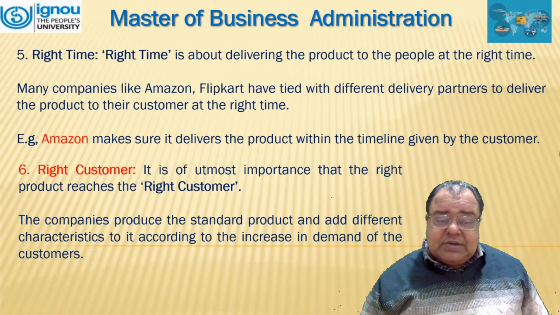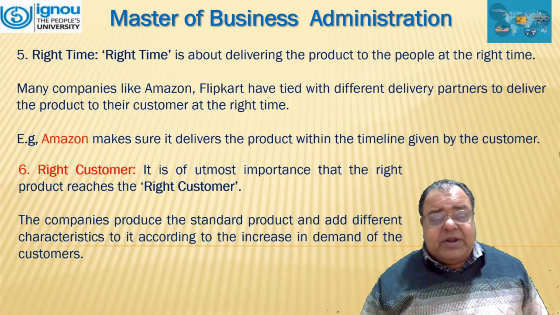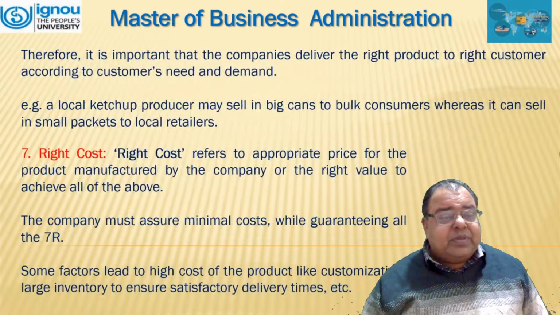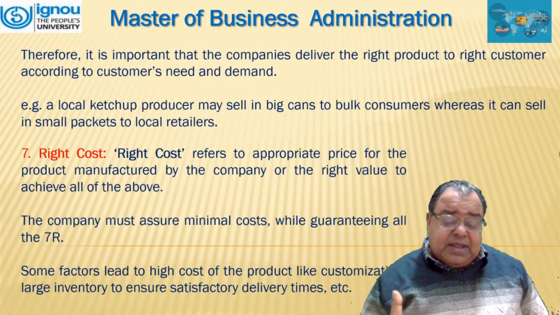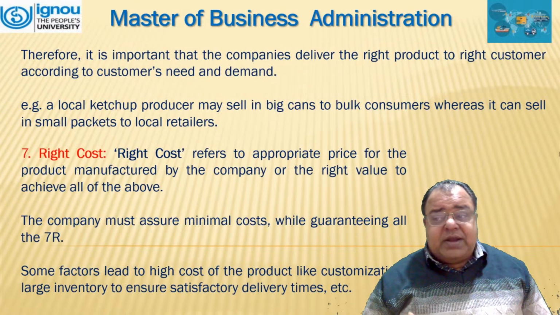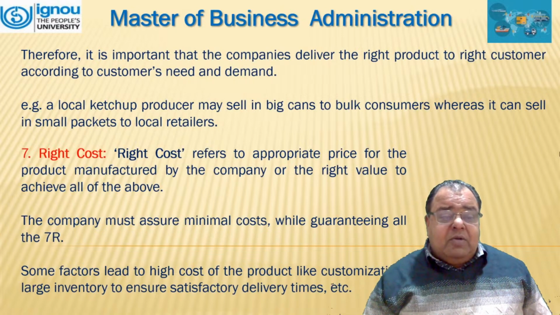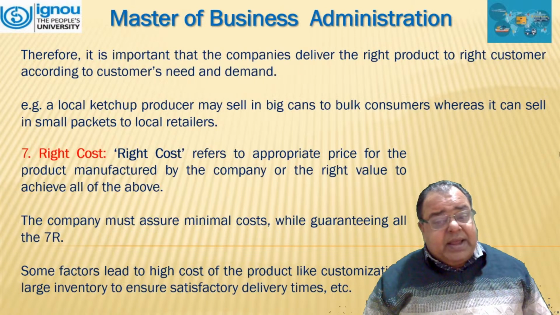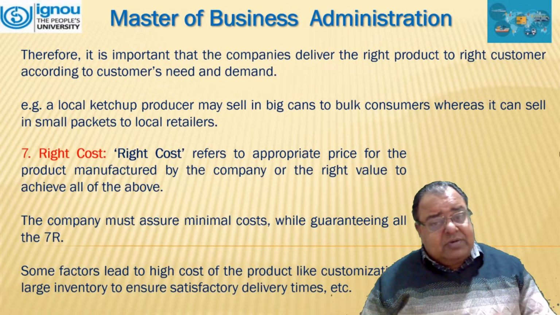Then comes your right customer. It is of utmost importance that the right product reaches the right consumer. The companies produce the standard product and add different characteristics to it according to the increasing demand of the customers. Therefore, it is important that the companies deliver the right product to the right customer according to customers' need and demand. For example, a local ketchup producer may sell in big cans to bulk consumers, whereas it can sell in small packets to local retailers.